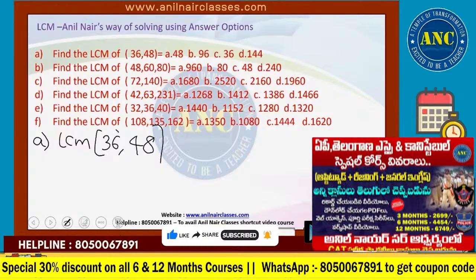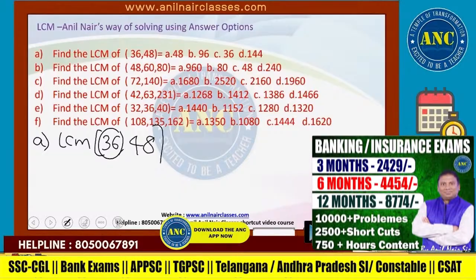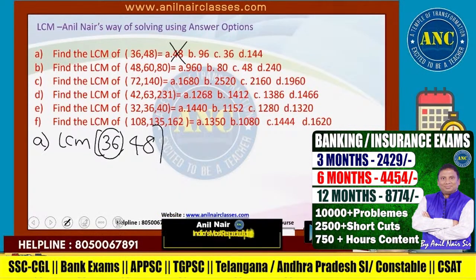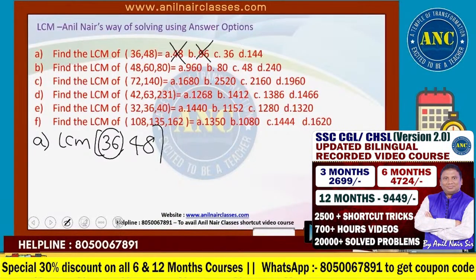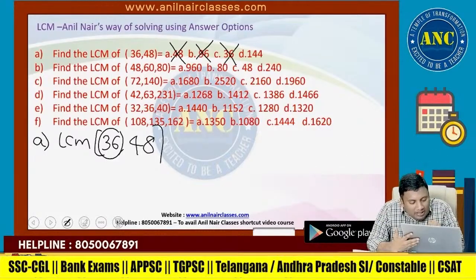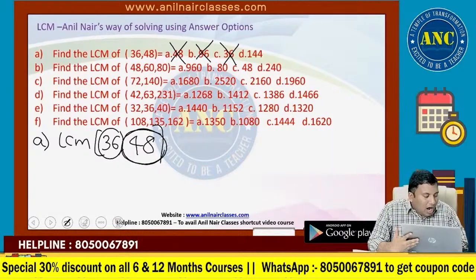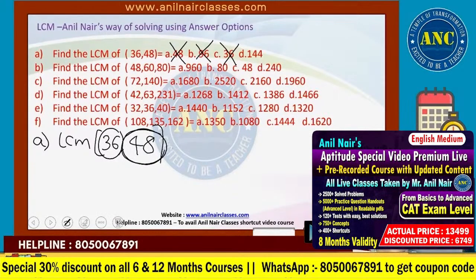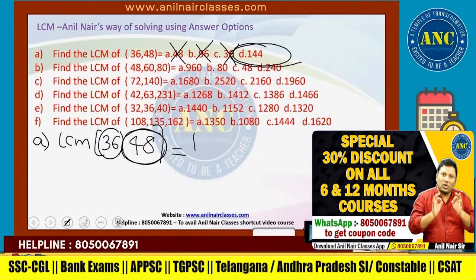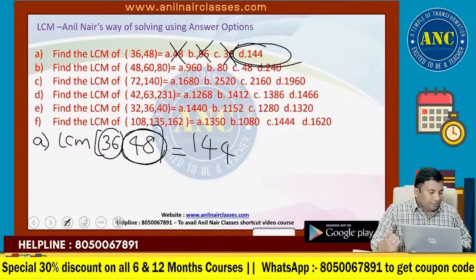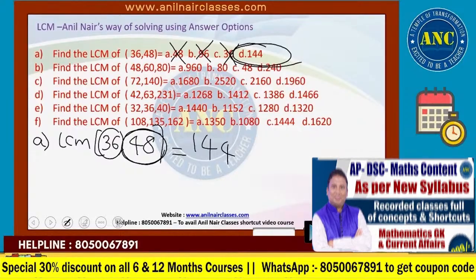36, one number's digital sum is 9. Answer digital sum should also be 9. 48 is 4 plus 8, 12, 1 plus 2, 3. 96 is 9 plus 6, 15, 6. 36 cannot be the answer because LCM is either the largest number or its multiples. So the first one answer is 144.